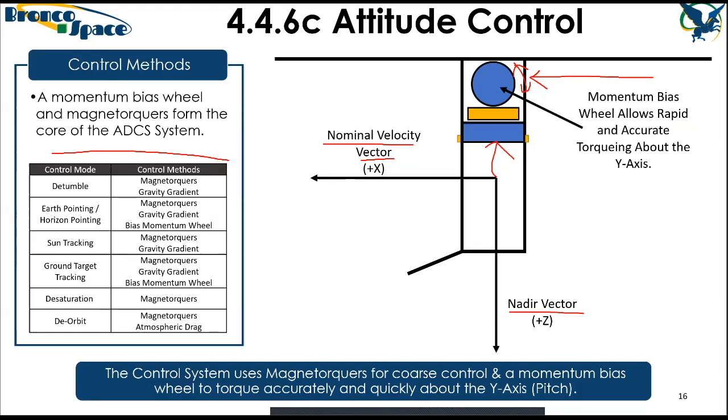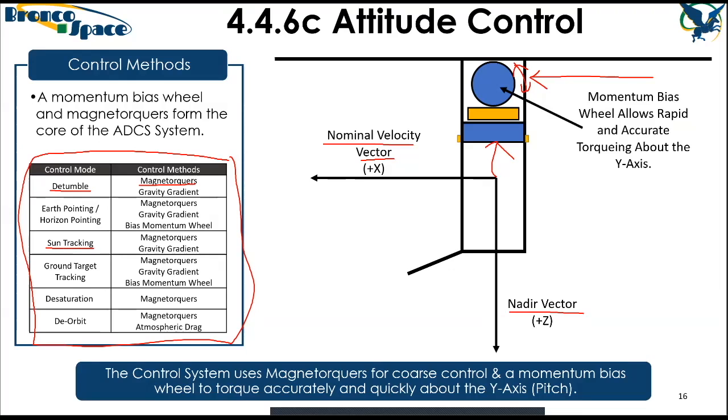Here, I've also noted some example control modes and then the control methods associated with them. So for example, when we come out of the deployer, right, there's an unknown amount of spin that is put on by the whole spring-loaded box thing. So we need to detumble with our magnetorquers and a little bit of gravity gradient helping us out in order to stabilize the spacecraft. Then we might need to do some Earth pointing or horizon pointing to orient the spacecraft, get it ready for doing imaging or things like that.